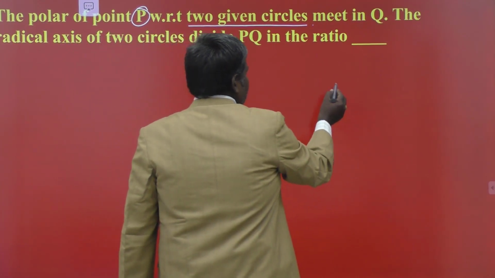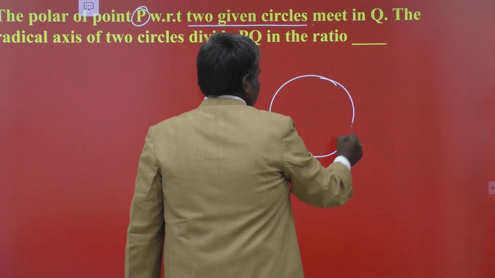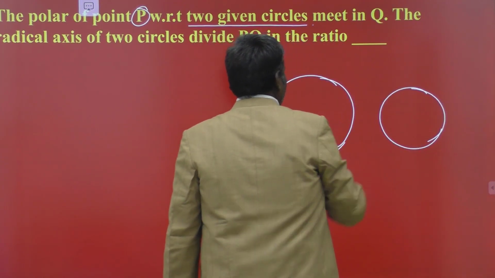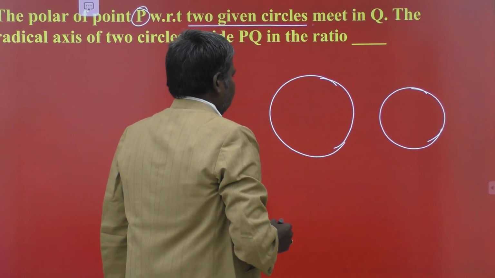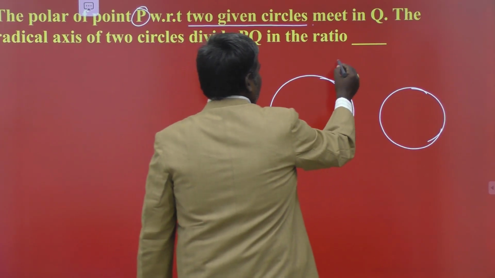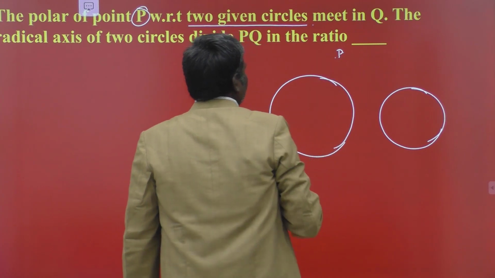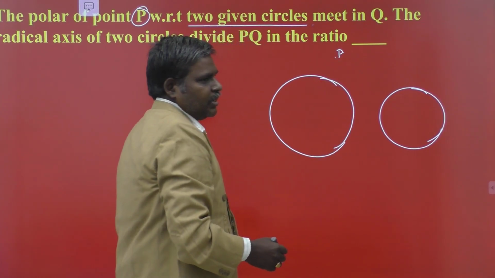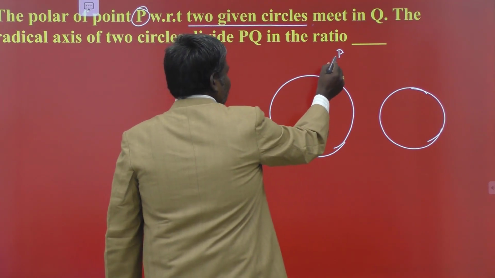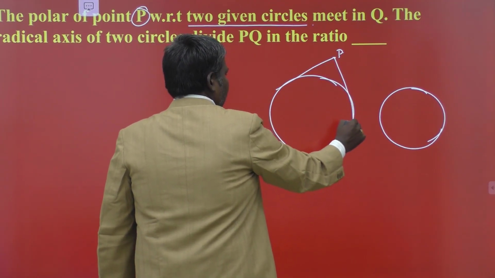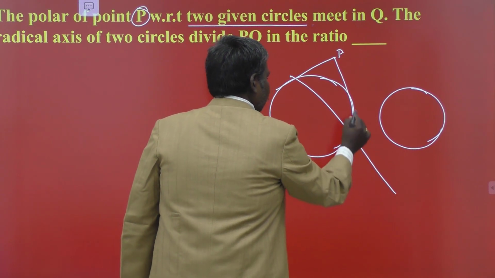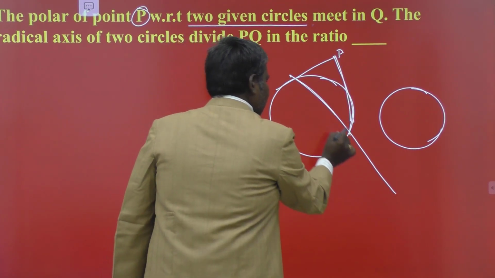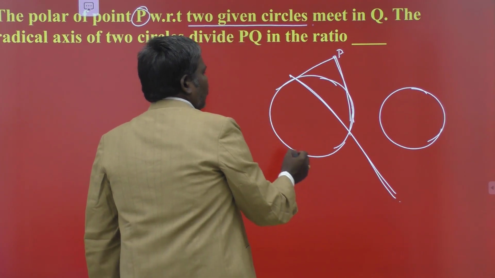So how many circles are there? There are 2 circles. This is the first circle. This is the second circle, say. Now P is any point. Suppose P is here. Now draw the polars of P with respect to the 2 circles. So this is the chord of contact of the circle. So this is the polar.